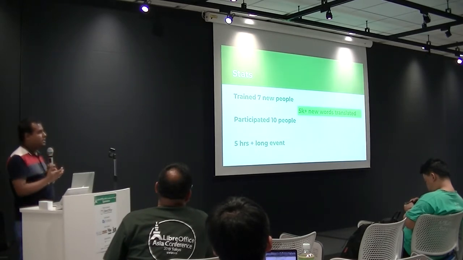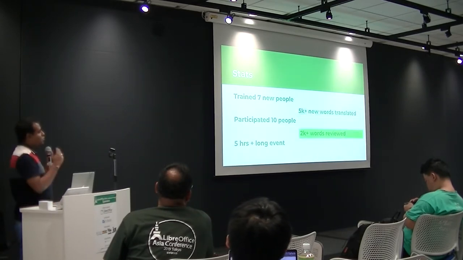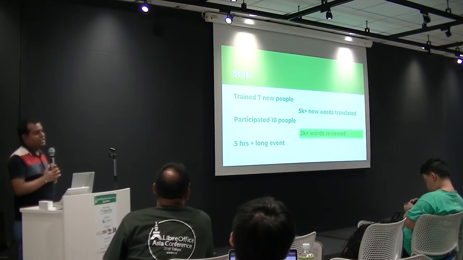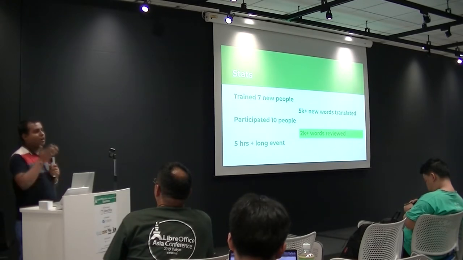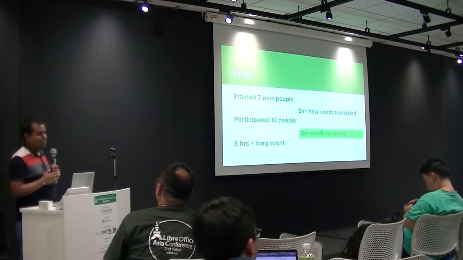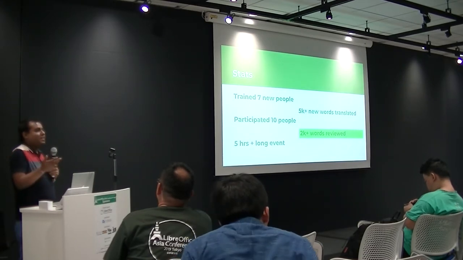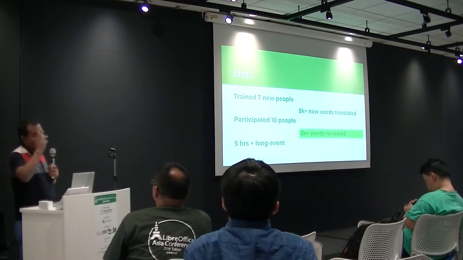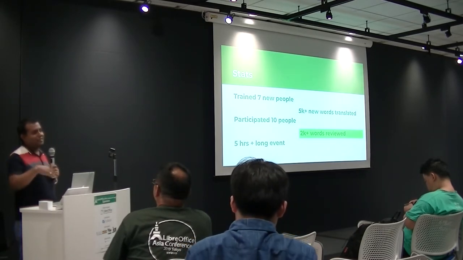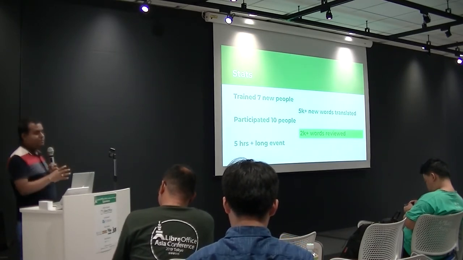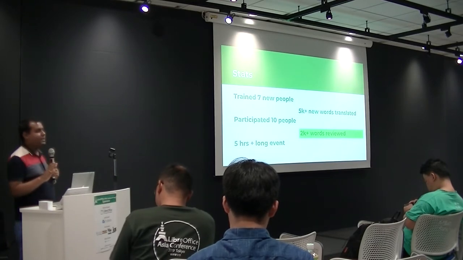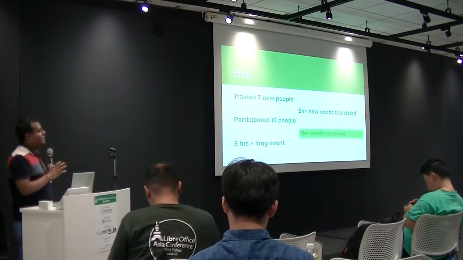I mean the new words which were already pending, and we translated 5K new words and reviewed 2K words. So in this way, if some community has like 20,000 or 40,000 new words, if they organize at least 2-3 events in 1 year, or maybe 1 offline event and 3 online events, they will cover at least half of the translation in 1 year. So this is a totally proven method, and you can just copy paste it, no problem, because it will definitely help you.